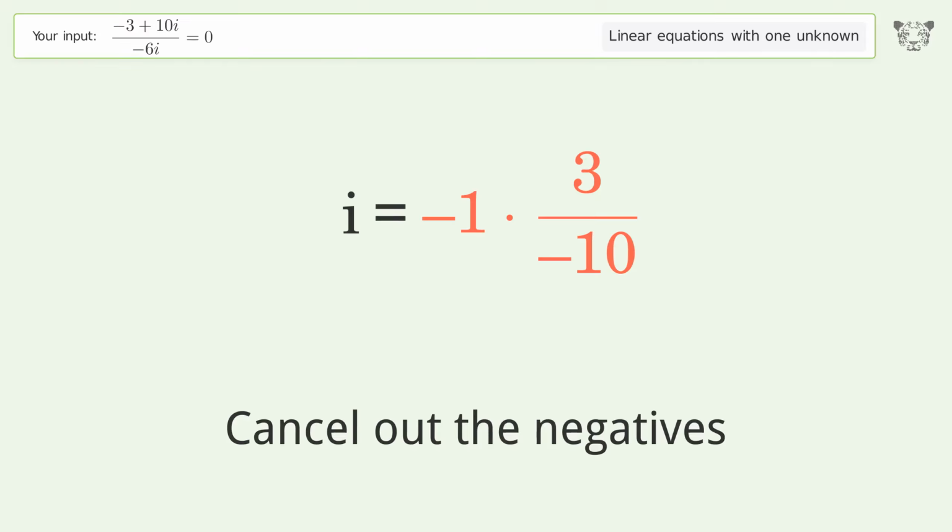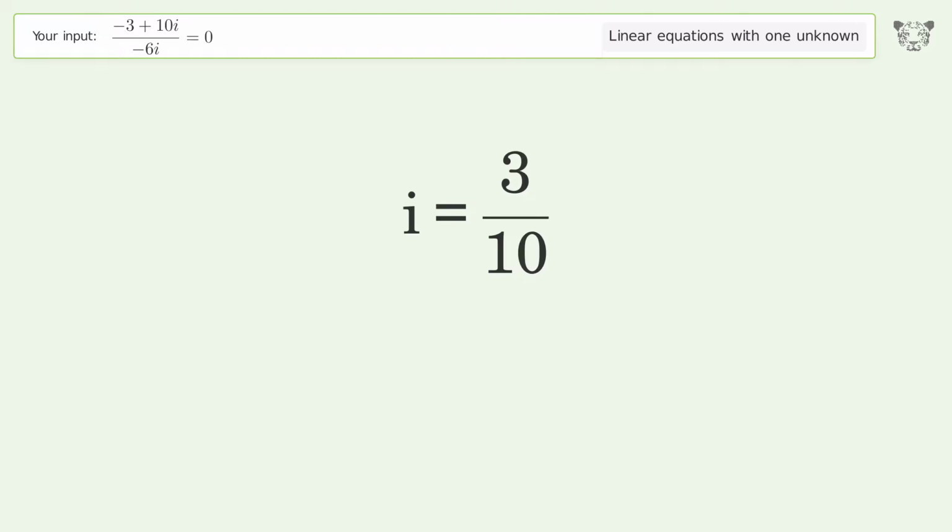Cancel out the negatives. And so the final result is I equals 3 over 10.